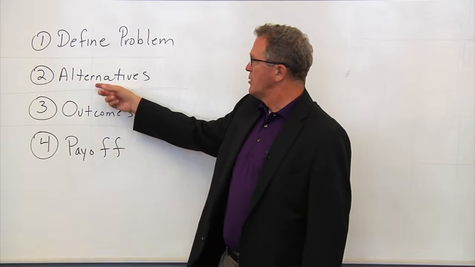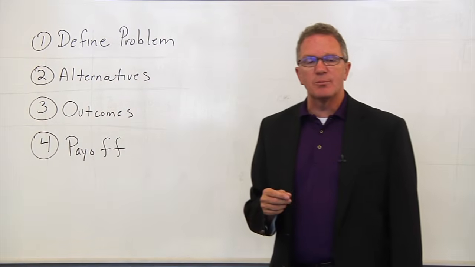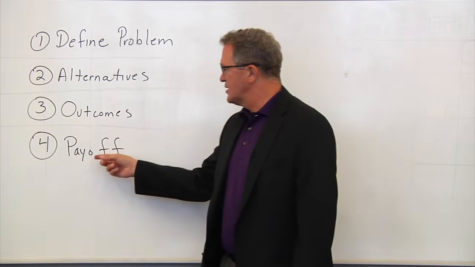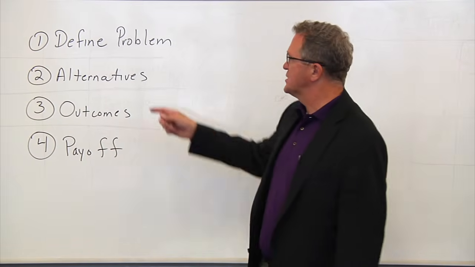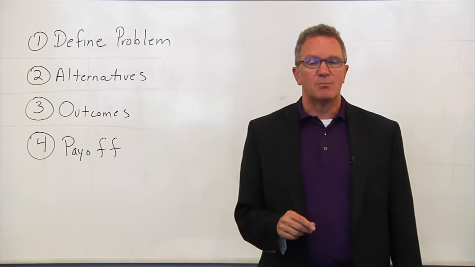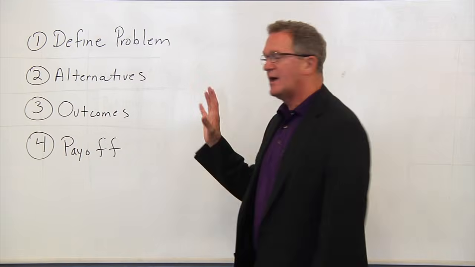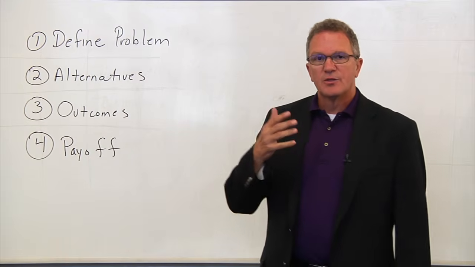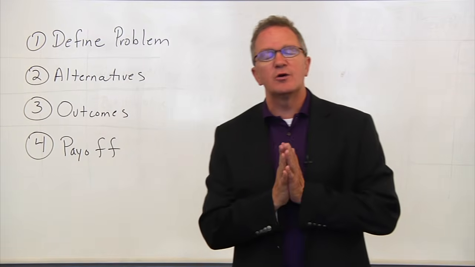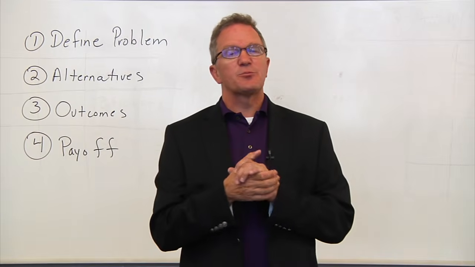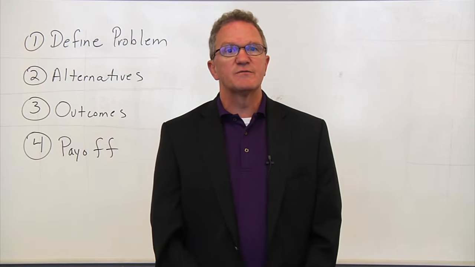We're going to define the problem, come up with alternatives, the outcomes for each alternative, and we're going to decide the payoff of each combination of alternative and outcome. The 4th step will actually be a payoff table, and you'll be able to see that as we go through it. The problem we're going to work with in this video and the next several videos is a problem where we're trying to decide what to invest in.